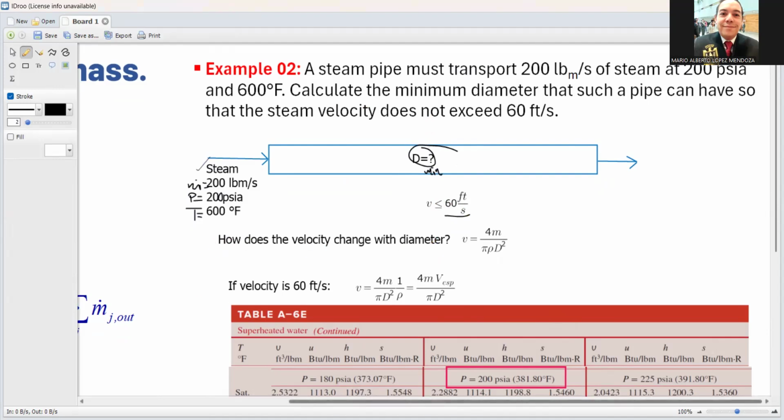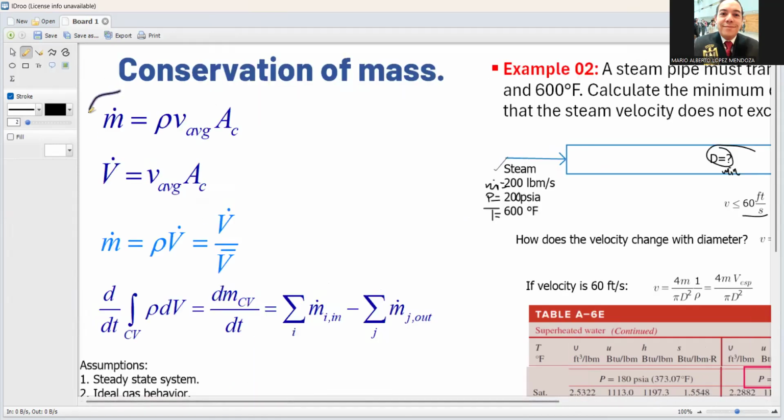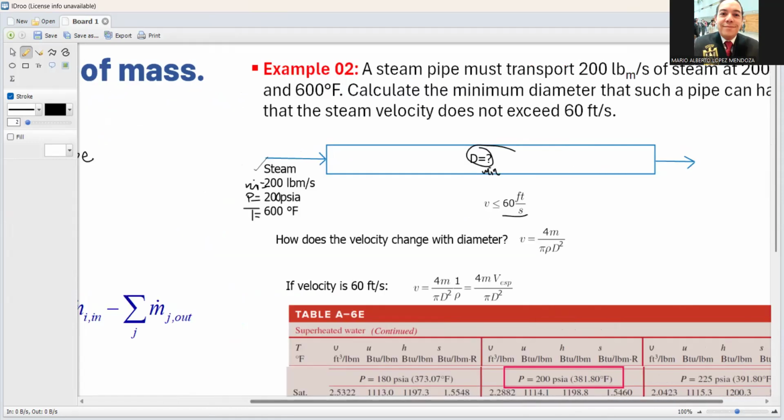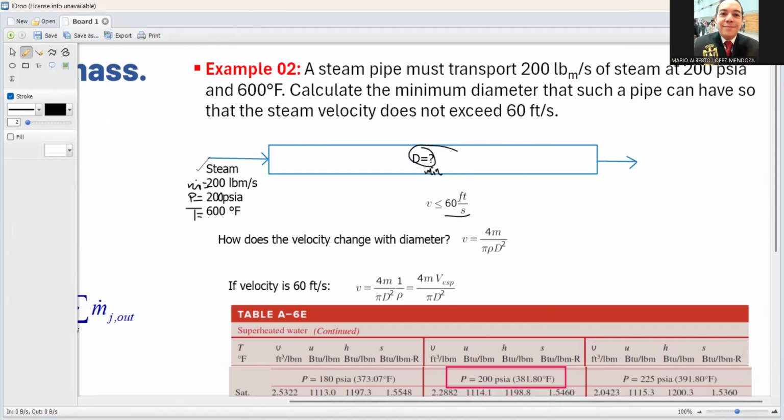So if you remember our first equation, which relates the mass flow rate with the density of the fluid, the average velocity, and the area. And remember that this area, in this case, is a function of the diameter of the pipe. So diameter is related with the cross-section area of the pipe. So from this equation, we can deduce a relationship which allows us to correlate velocity with the diameter.